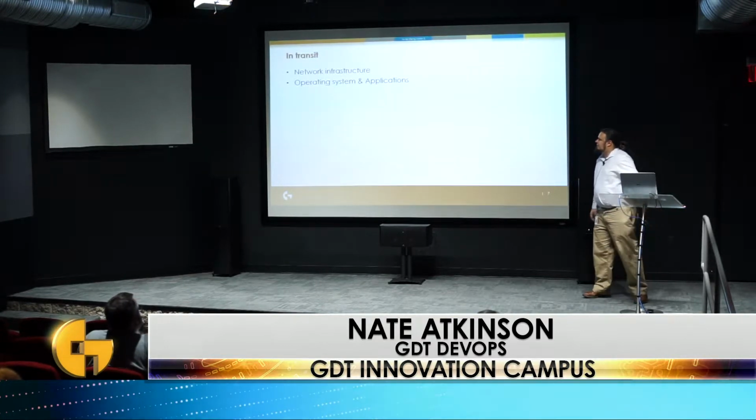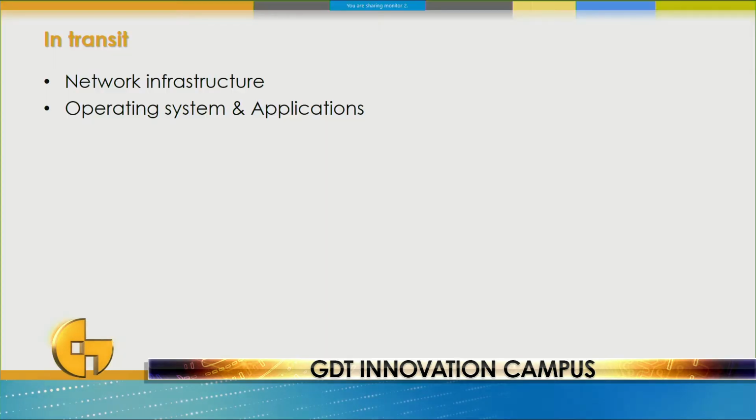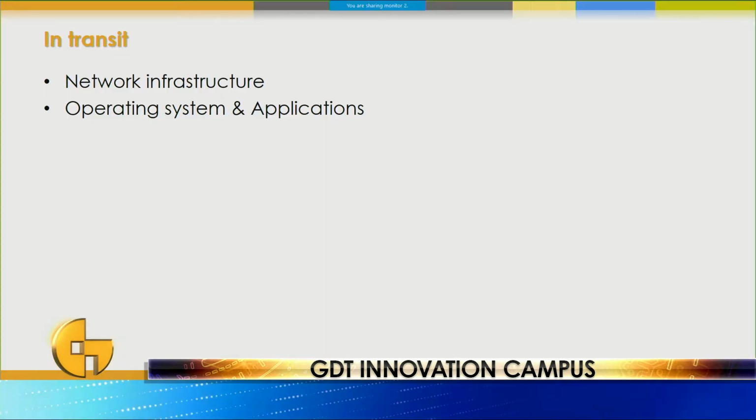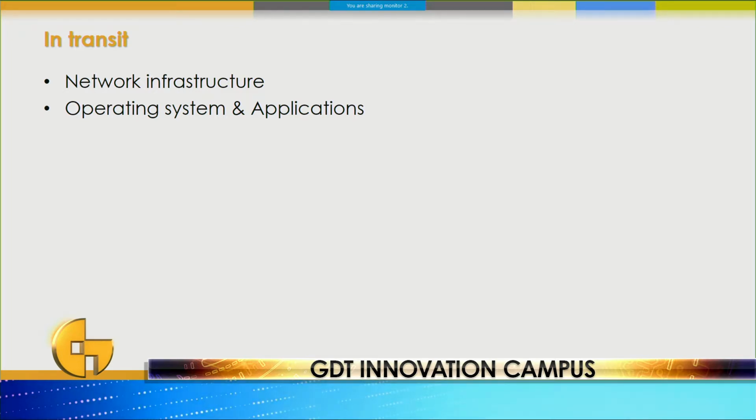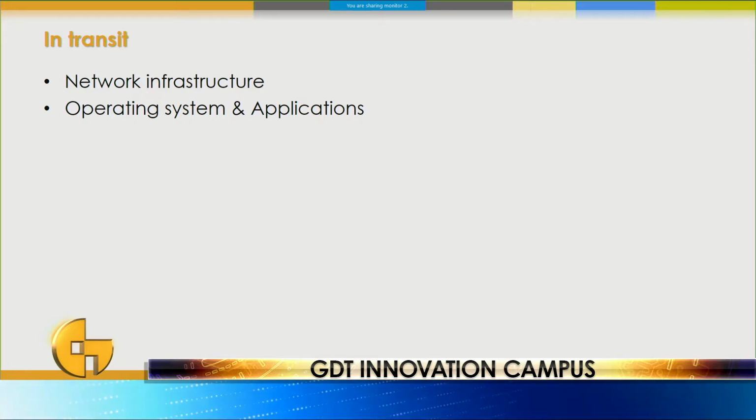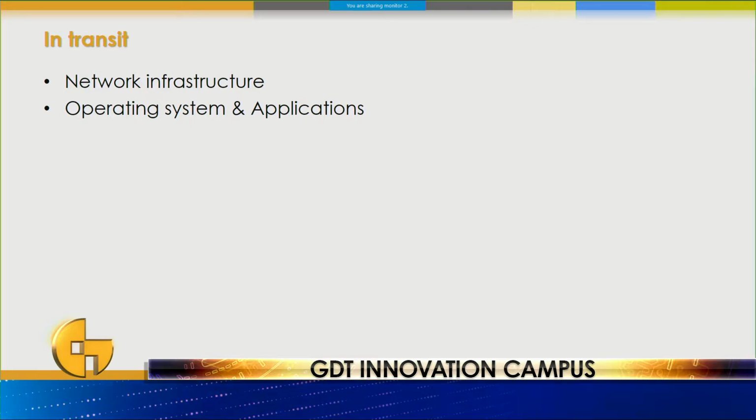All right, so we talked about data at rest for a little while. Now we're going to talk about data in transit, and two areas where you can protect this data. One is through your network infrastructure, and the other way is through your operating system, utilities, and various applications.